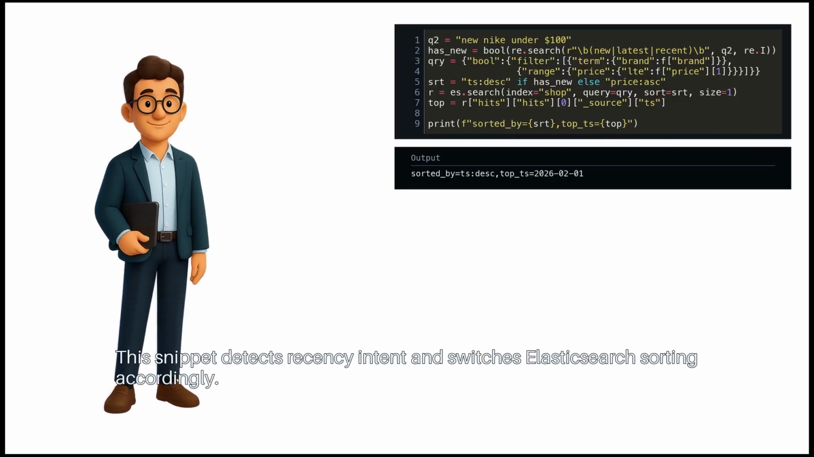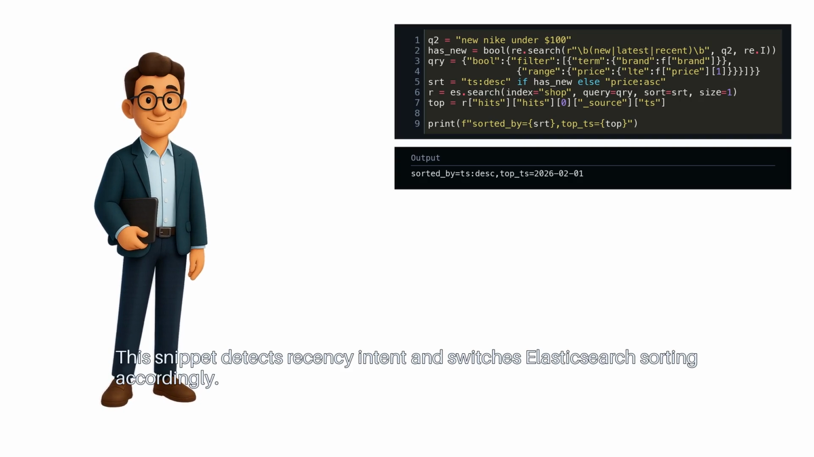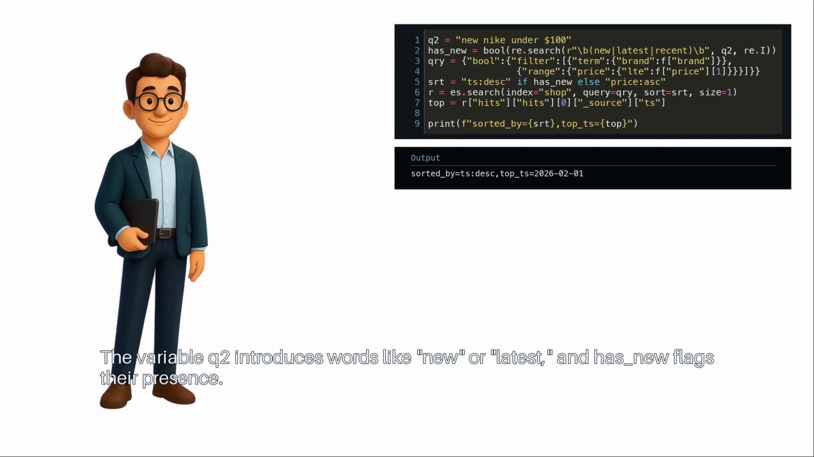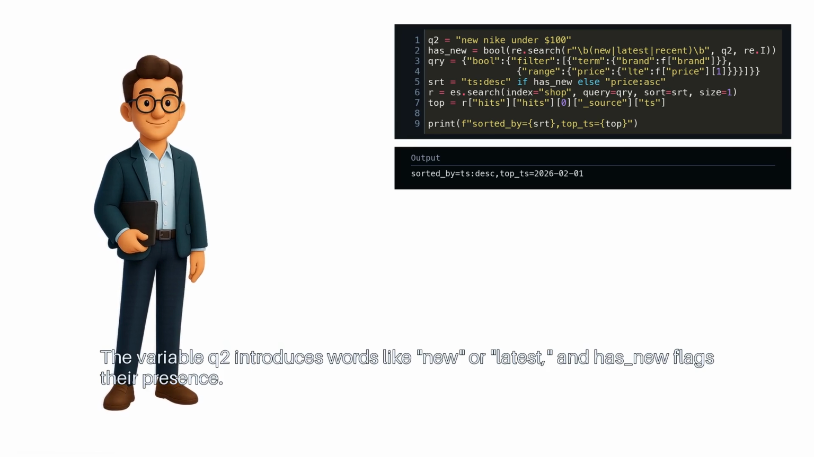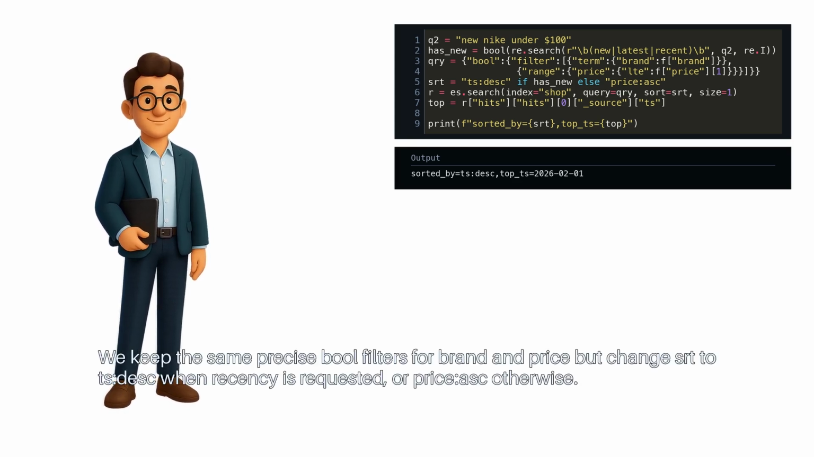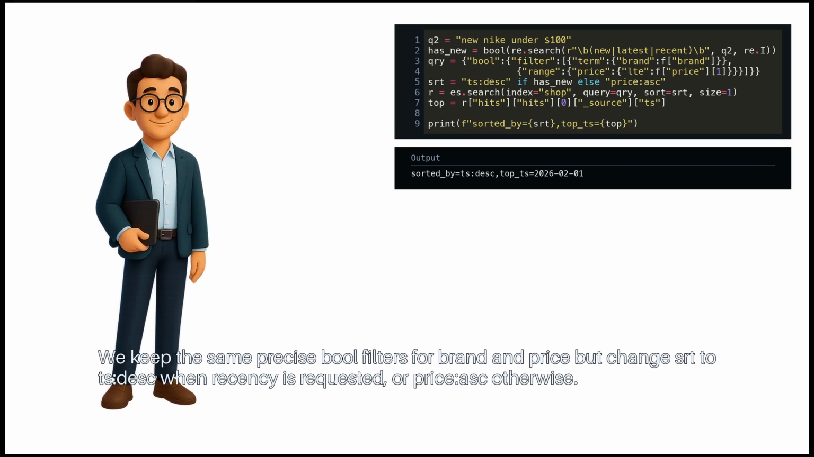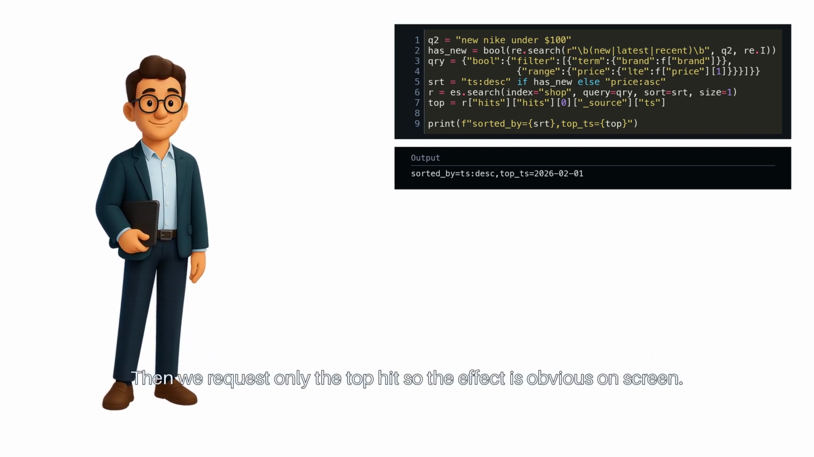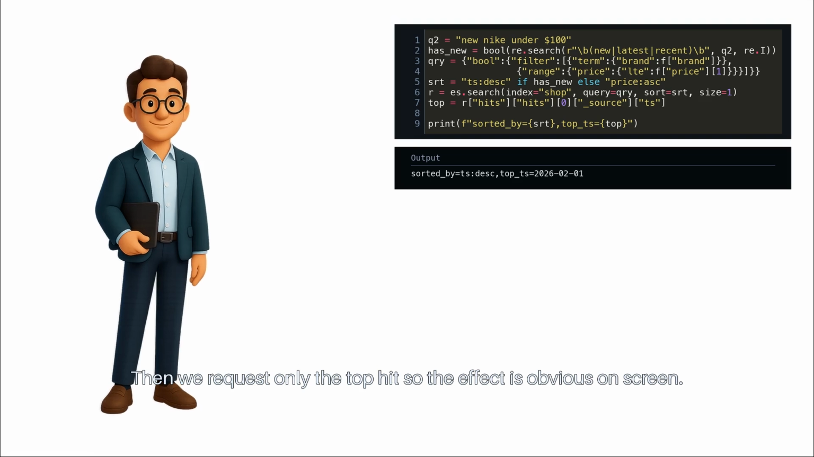This snippet detects recency intent and switches Elasticsearch sorting accordingly. The variable Q2 introduces words like new or latest, and has_new flags their presence. We keep the same precise bool filters for brand and price, but change SRT to ts desc when recency is requested, or price asc otherwise. Then, we request only the top hit, so the effect is obvious on screen.